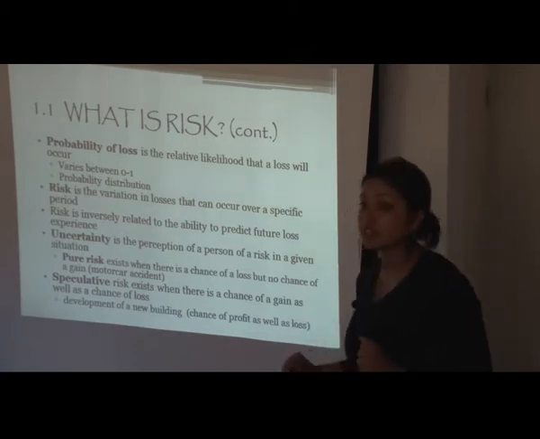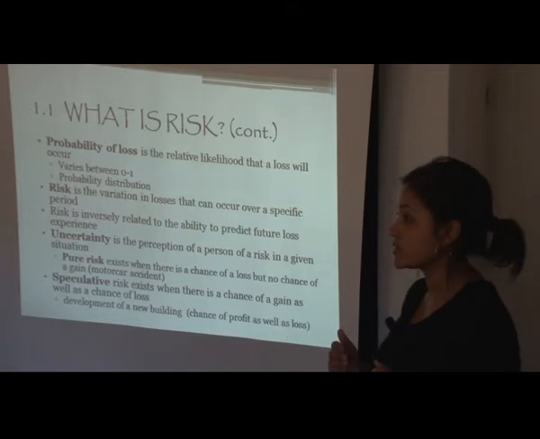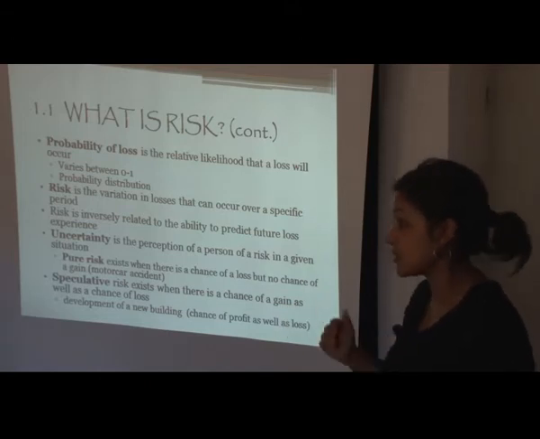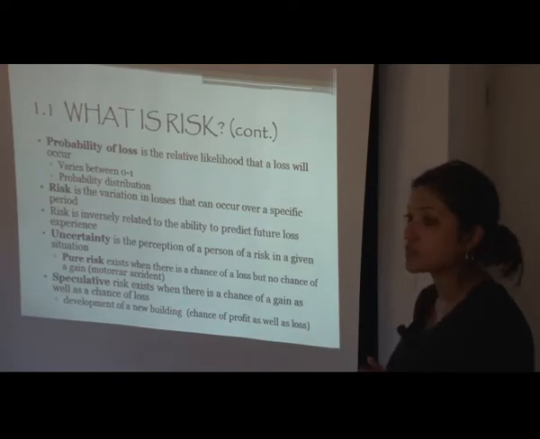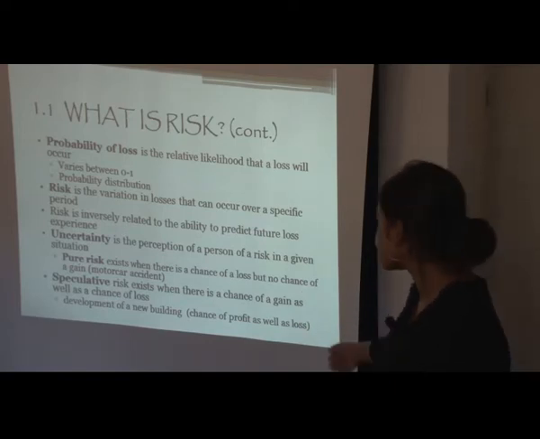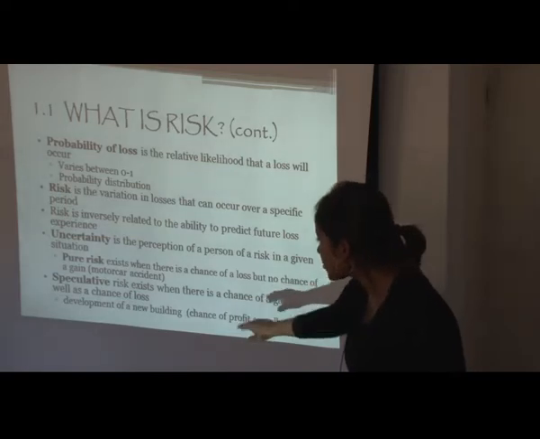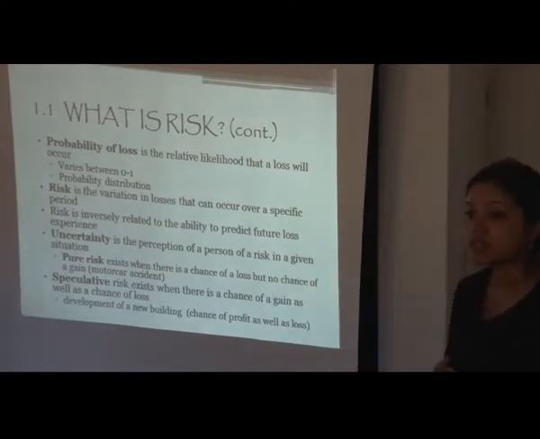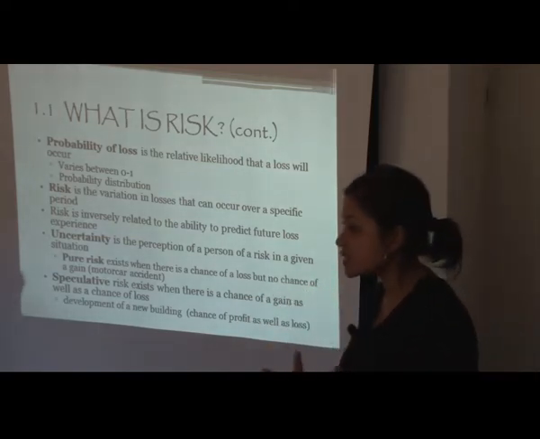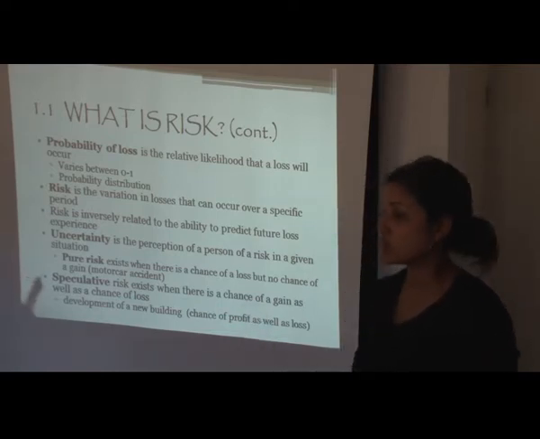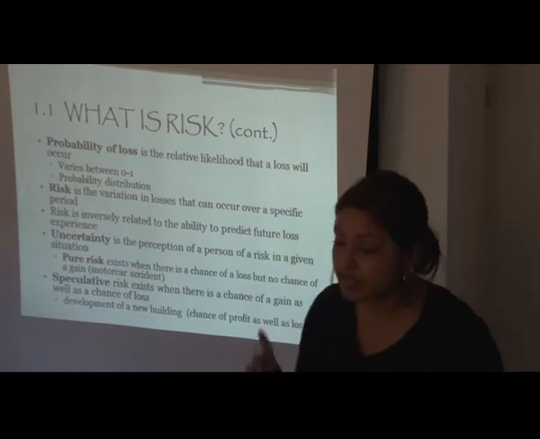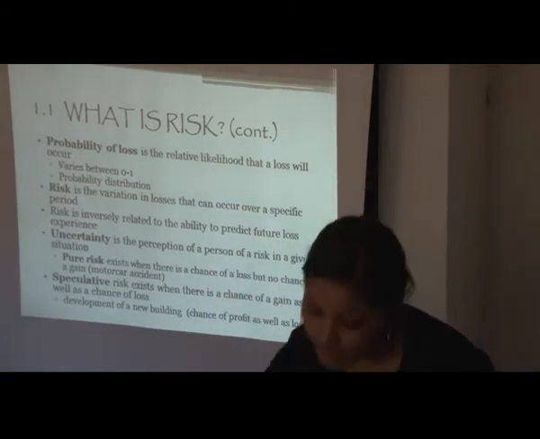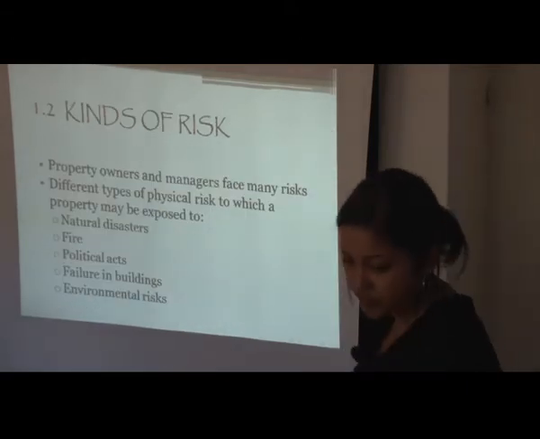With a speculative risk, if you take gambling as an example, something good can come out of it and something bad can come out of it, but there's no way of knowing upfront. They also use the example of development of a new building. The building can either be a successful development or it can be a total failure. So you must know the difference between a pure risk and a speculative risk.